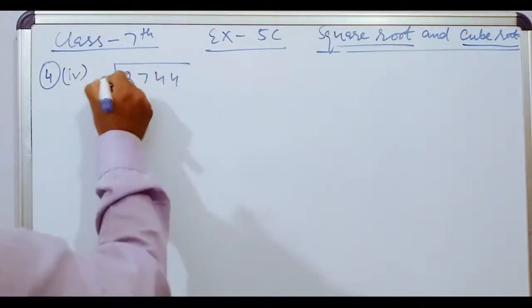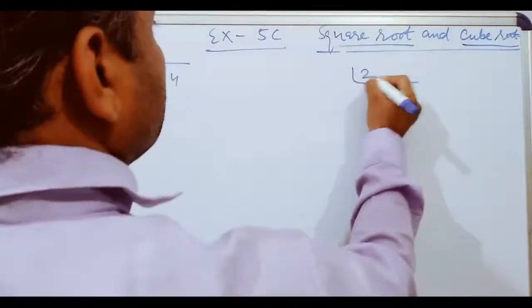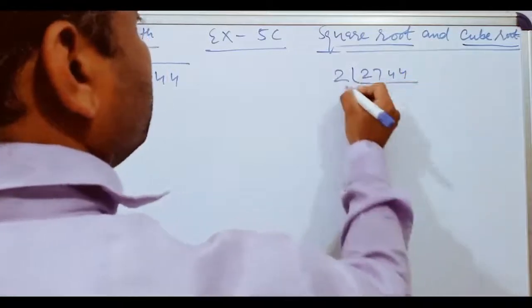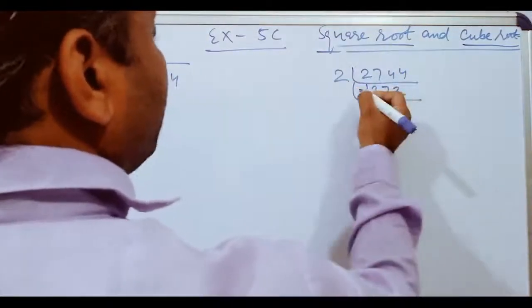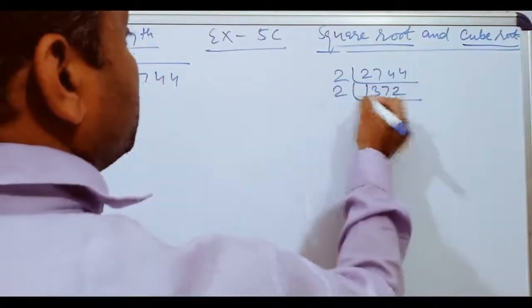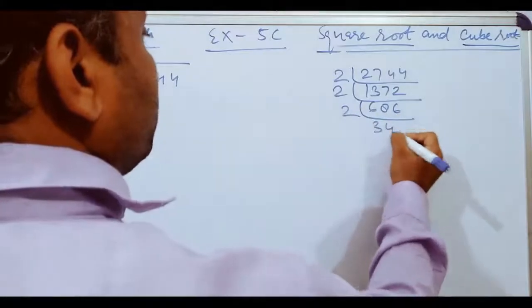Cube root of 2744. Factorize 2744, first by 2. 2 1s are 2, 2 3s are 6, 2 7s are 14, 2 2s are 4. Again by 2. Why? Because the last digit is 2. 2 6s are 12, 2 8s are 16, 2 6s are 12. Then again by 2. 2 3s are 6, 2 4s are 8, 2 3s are 6.